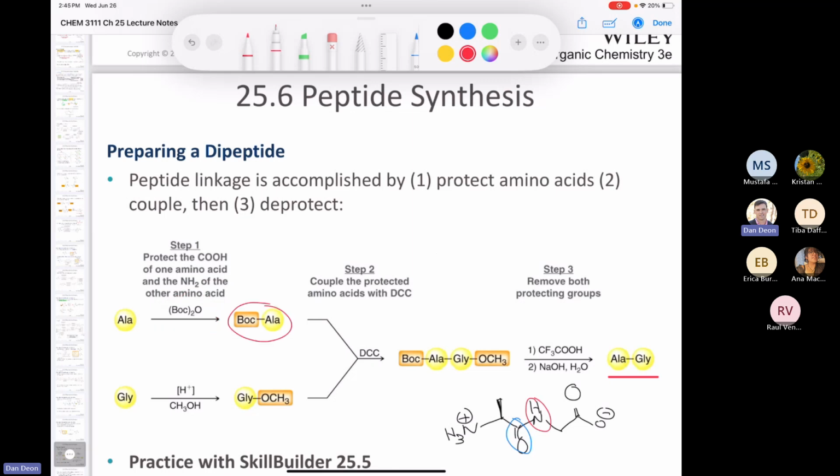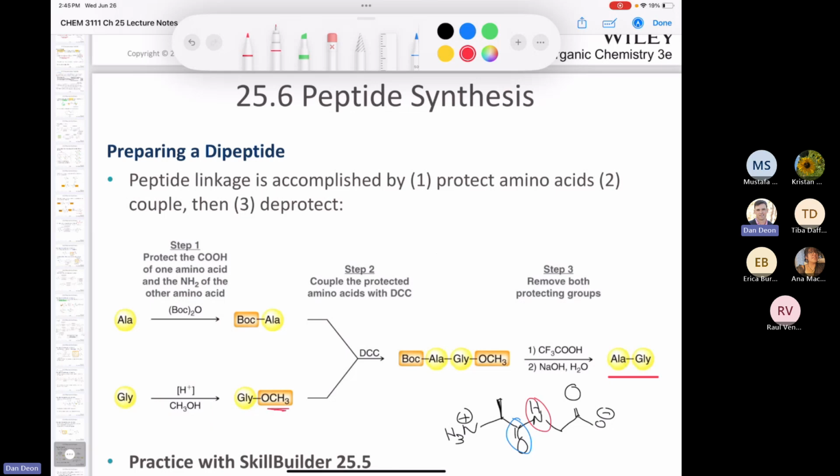So instead of drawing the whole structure out, isn't it great being a peptide chemist? All you have to do is write Boc-Ala, okay? You would have to produce an ester or make an ester on glycine. So in this case, they made a methyl ester. So they used just a catalytic amount of acid and methanol. So now you write glycine.